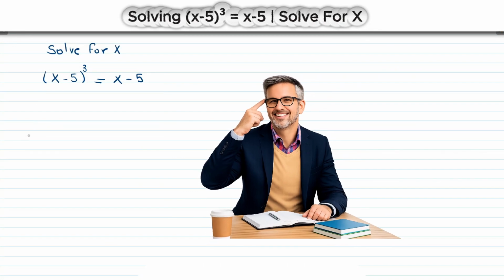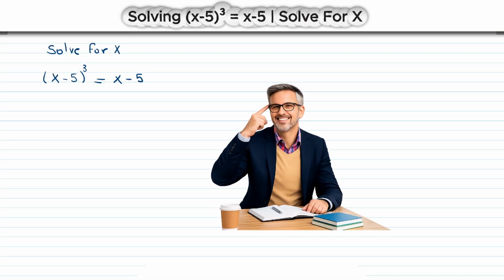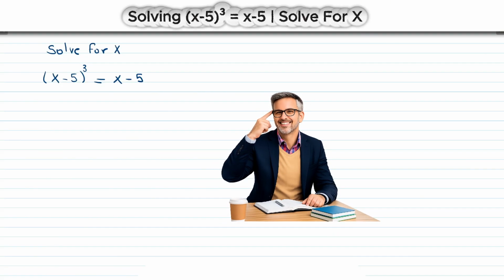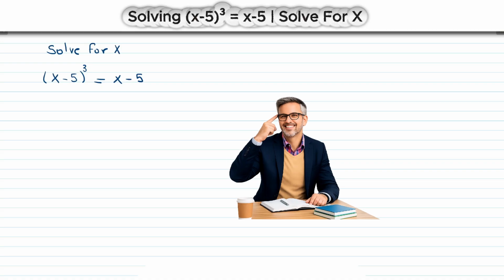Most students make this equation way harder than it needs to be. Some expand (x - 5)^3 completely and end up with a giant mess. Others divide by x - 5 and accidentally lose a solution. In this video, I'll show you the cleanest method and the mistake that can cost you marks on the test.